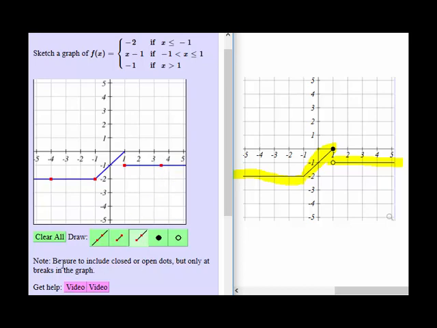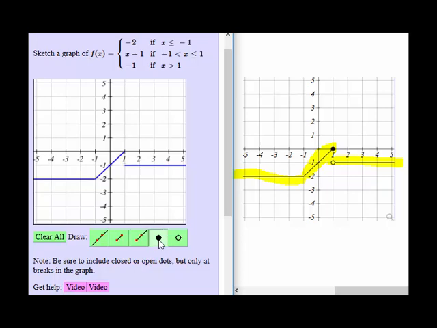Now if you read the directions, it says, note, be sure to include closed or open dots, but only at breaks in the graph. So you will get this question marked wrong if you plot a point at -1, -2, because there's no break in the graph right there, and it said only put the dots where there's a break. So there's only a break in my graph at x equals 1, and that'll require two dots, one open and one closed, to communicate which one actually is the point on the graph.